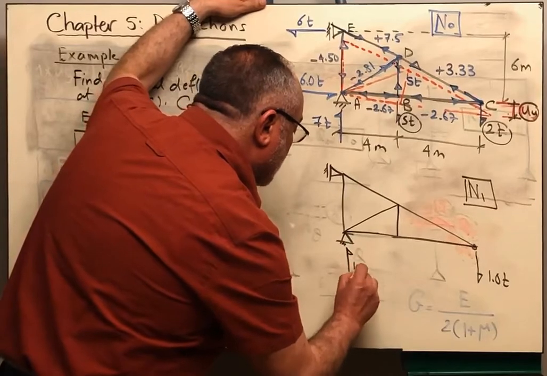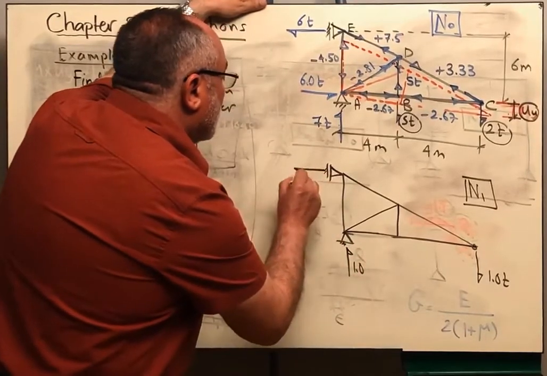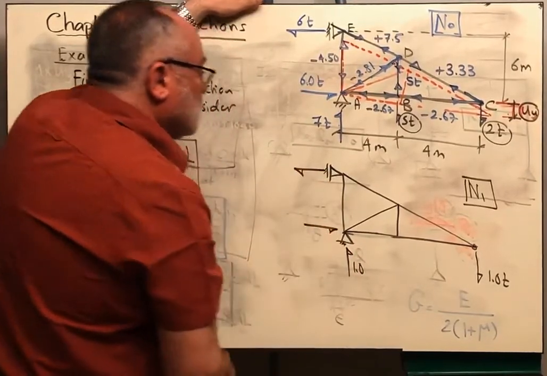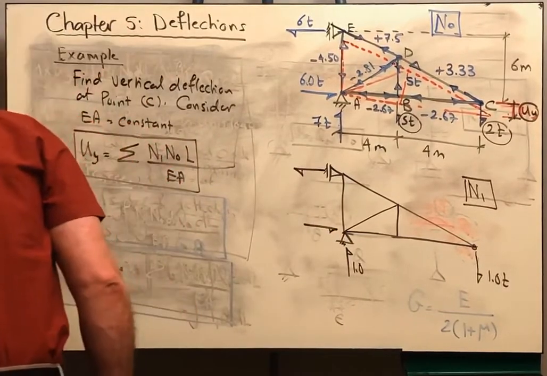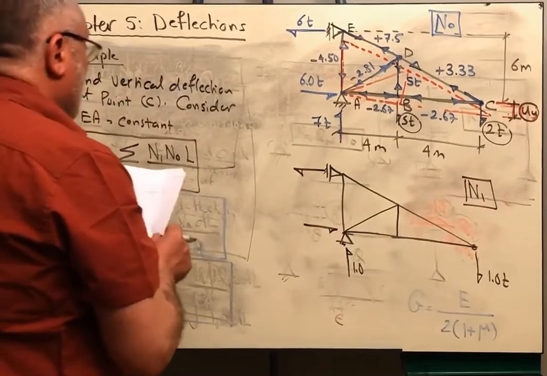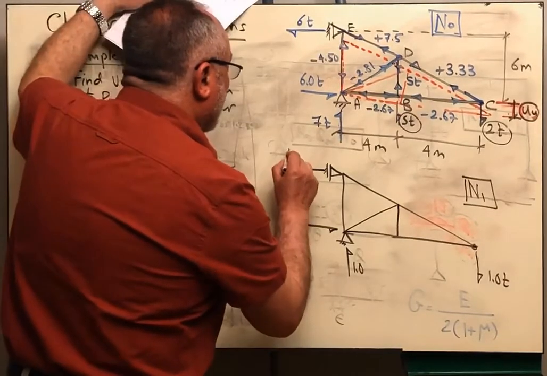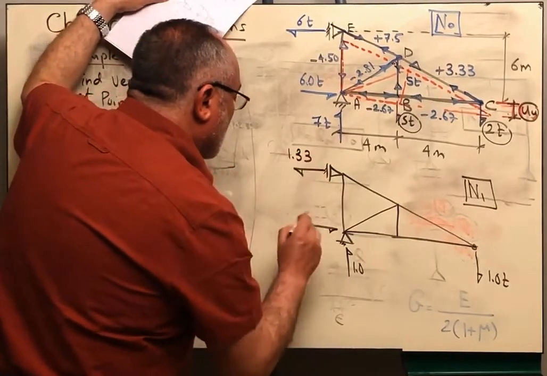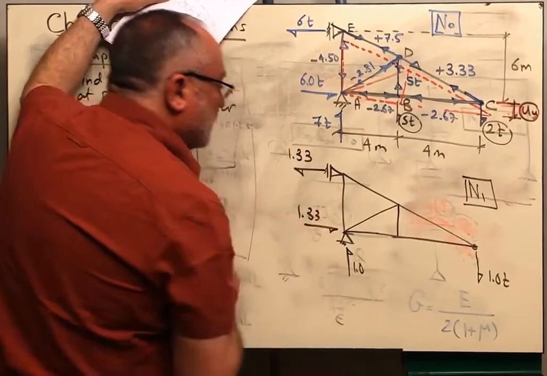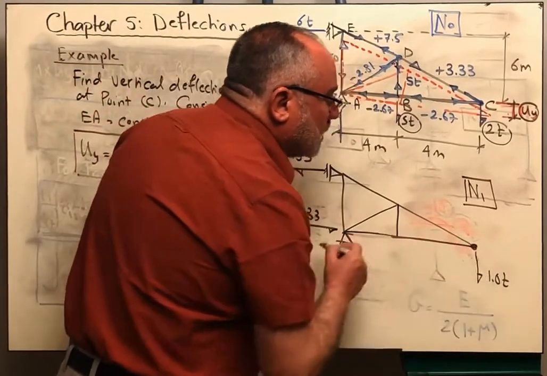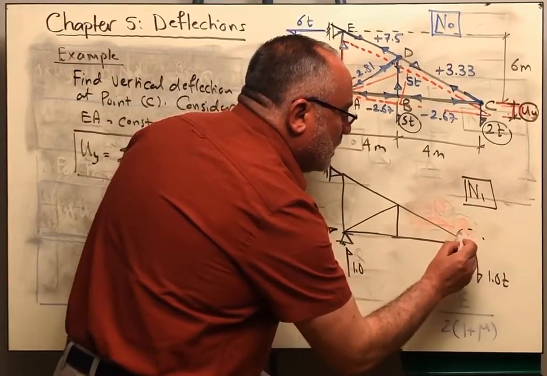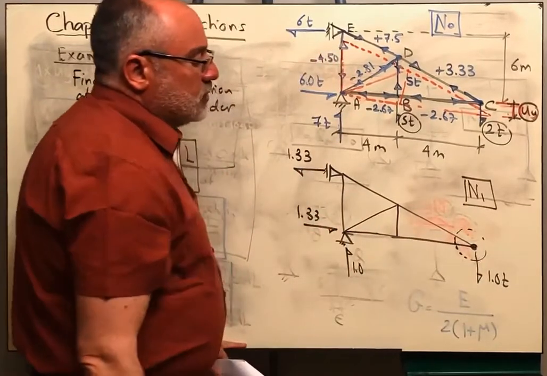Here I'm having 1 ton, and here I will have a reaction. By taking moments about this point, we can prove that this reaction is 1.33, and this is 1.33. Similar to what we did here, I will start by solving at point C. I will take the equilibrium of forces at this joint.